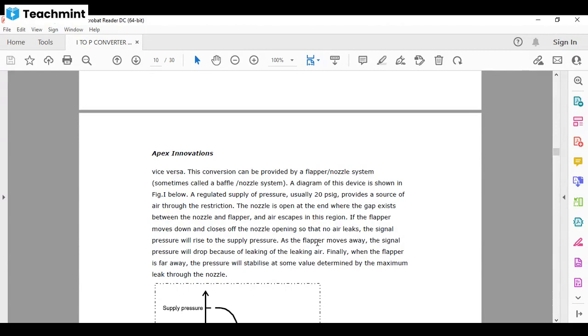As the flapper closes the nozzle, and as the flapper moves away, the signal pressure will drop because of leakage of air. अगर upward में जाएगा तब क्या होगा, nozzle में leakage होगा. Due to the leaking, air will pass through the nozzle, and finally when the flapper is far away, the pressure will settle at some value determined by the maximum leak through the nozzle. मतलब जब flapper maximum दूर चला जाएगा नोजल से, तब leakage maximum होगा और प्रेशर मैक्सिमम ड्रॉप होगा.